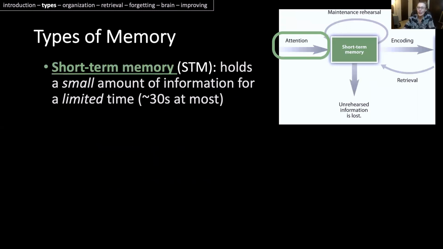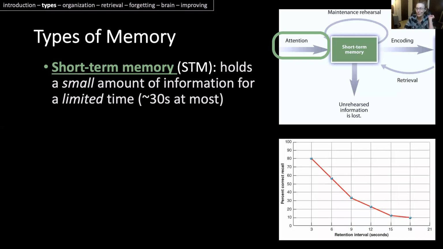Short-term memory only holds a small amount of information, again, for just a limited time, a little bit more than sensory memory. So this is maybe up to about 30 seconds or so. But the way this works is any information that you're focusing your attention on, that you're putting your spotlight on, is information that you're actively thinking about and actively using for a short period of time.